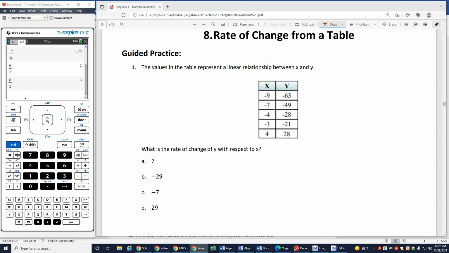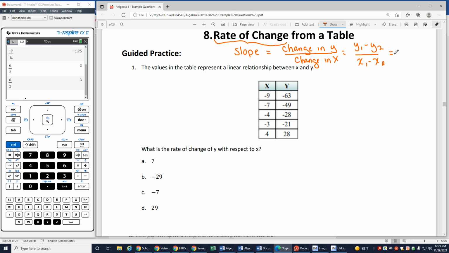Hi, in this video we're going to be looking at still rate of change from a table. And remember we talked about in the last video that rate of change is a fancy way of saying the slope, which is your change in y over your change in x, which on a formula chart it's going to say y1 minus y2 over x1 minus x2. And we talked about on a graph, we can just look at the rise over the run.